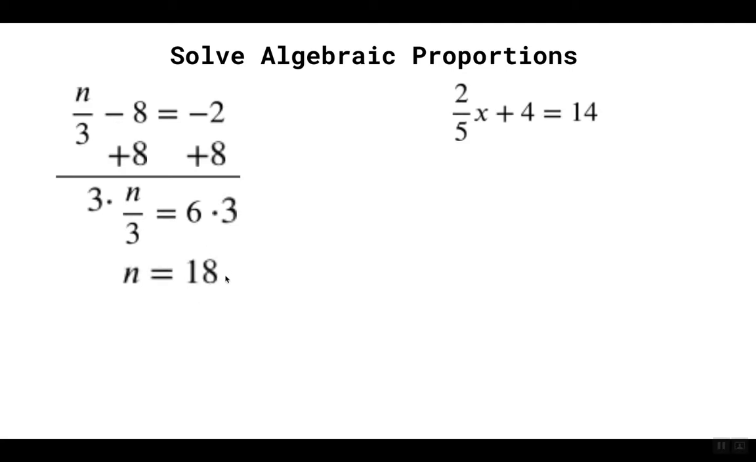Okay, remember with an equation, you can take that value, plug it back in, and check it. This would be very easy to do. 18 divided by 3 would be 6. 6 minus 8 would be negative 2.